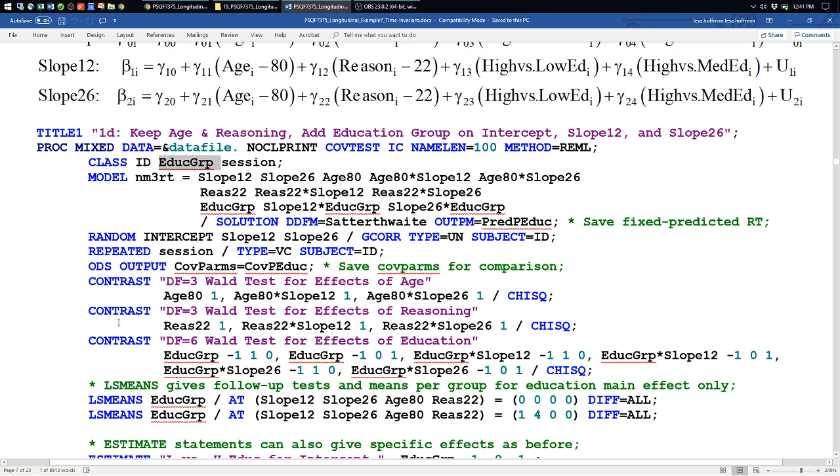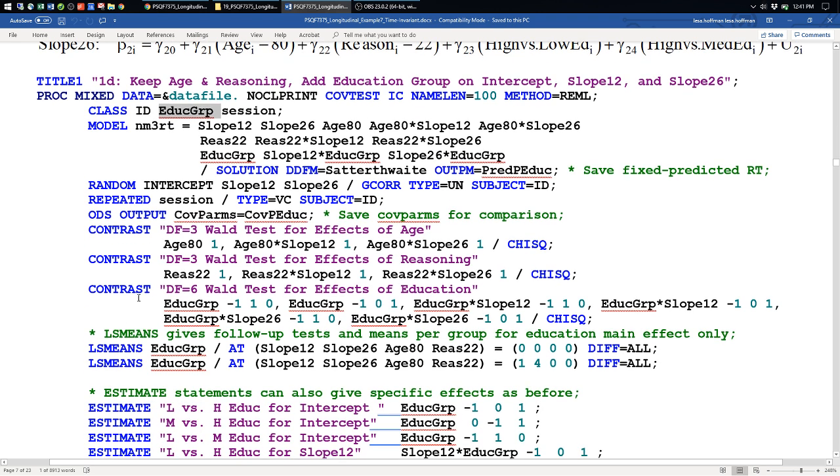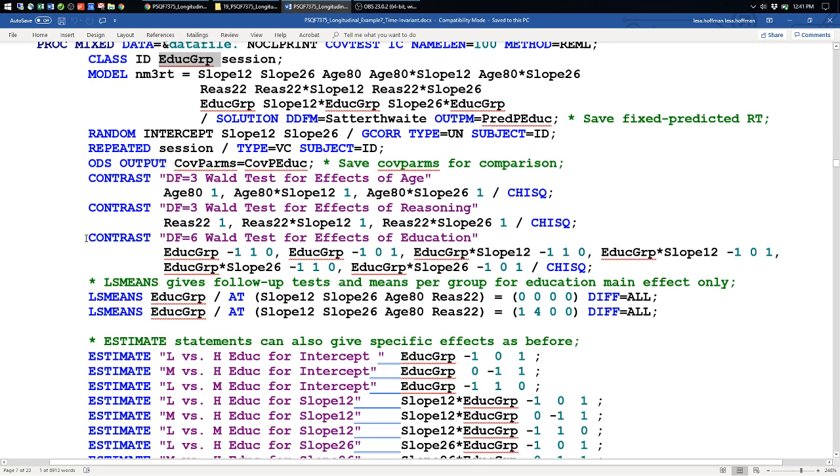So the other stuff that's on here looks a little bit different because we've used the class statement. So I've done this right here. The total set of effects of education, there's 6 of them. Because I have 2 contrasts for the intercept, 2 contrasts for slope 1, 2, and 2 contrasts for slope 2, 6. Now the pattern in which I am asking for those 6 effects looks like contrast coding.